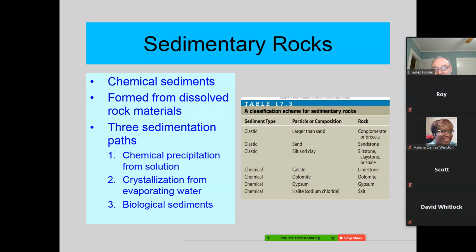Okay? Here's that same table again that we talked about before. Now we're looking at the bottom half of this table, the chemical sediment type. Okay, one chemical sediment is calcite. Okay, calcite is calcium carbonate, but that comes out of solution forming these crystals.